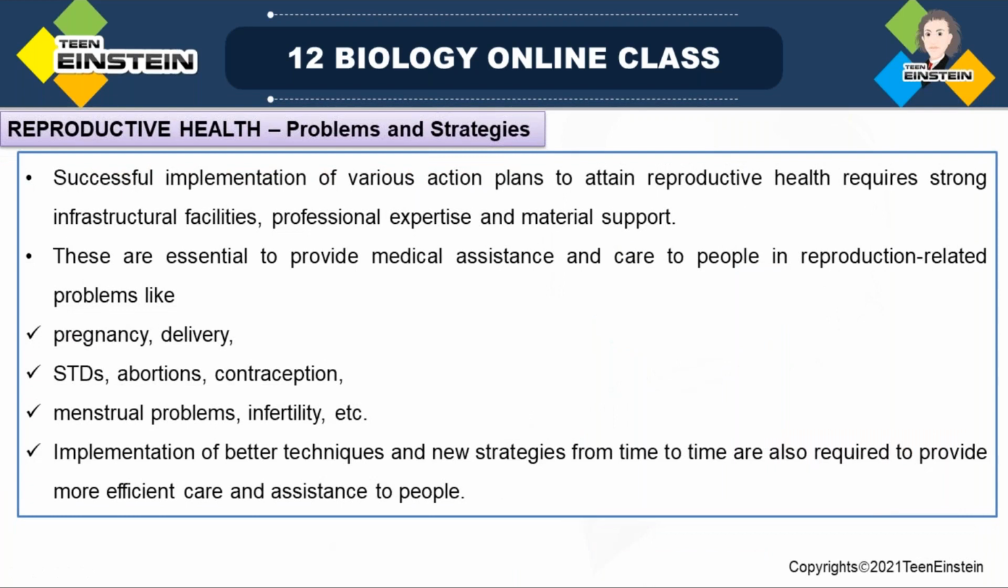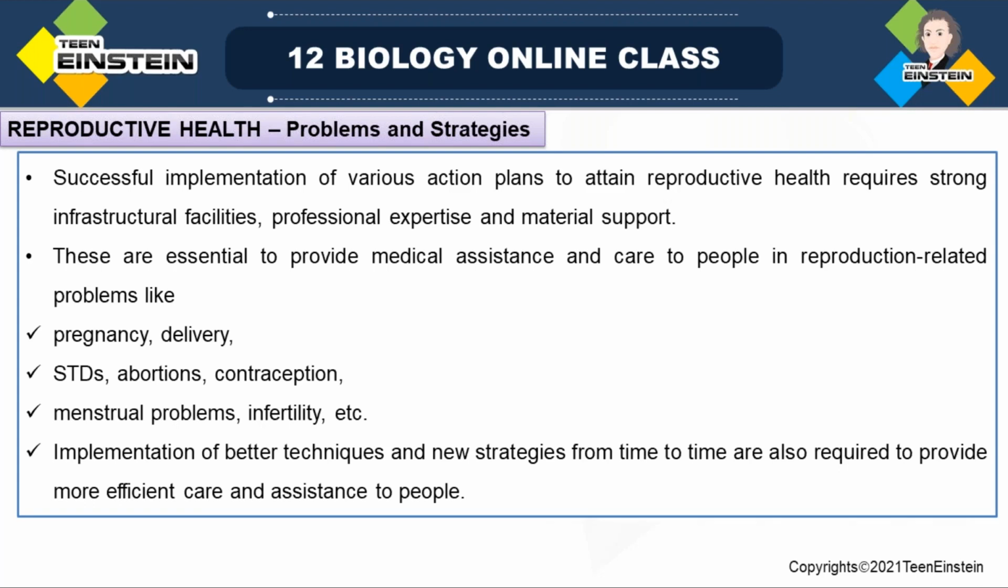So, successful implementation of various action plans to attain reproductive health requires strong infrastructural facilities, then professional experience and material support. So, professional expertise and material support, that is the major thing. We can successfully implement this kind of programs, or we can give such kind of education, with the help of professional expertise, with the help of expert people and with material support.